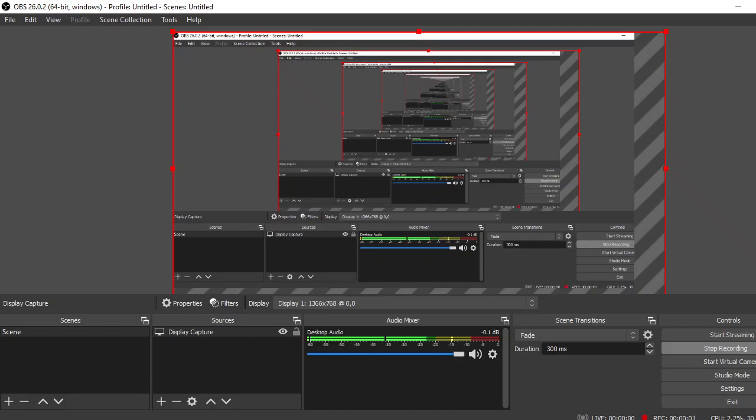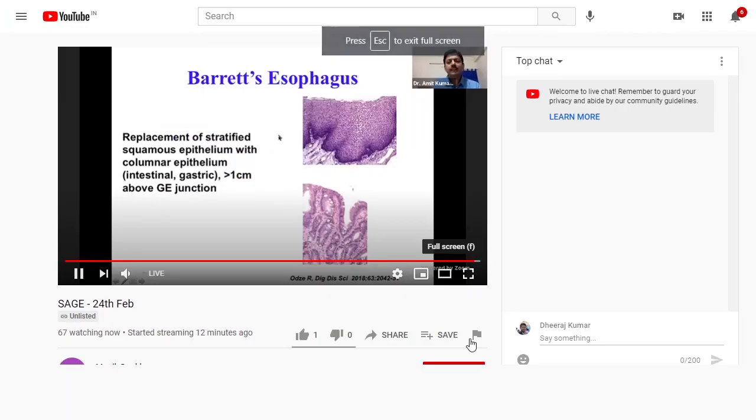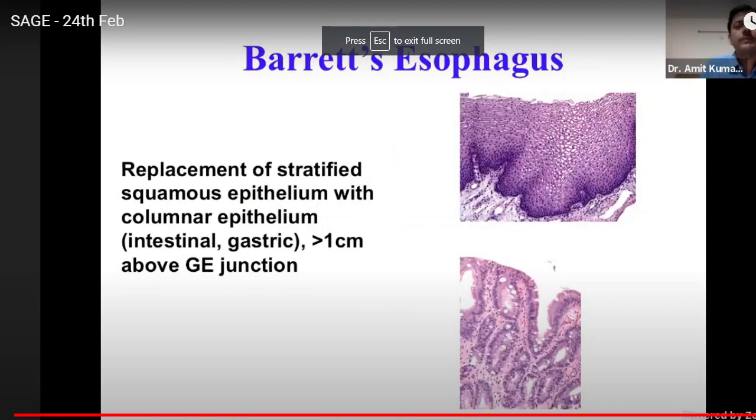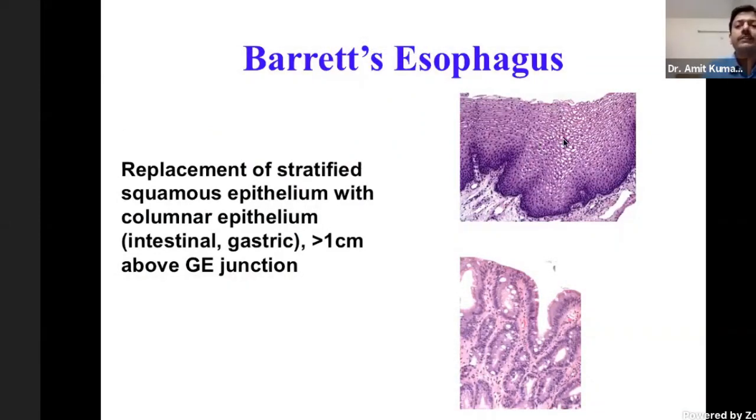Slides on epidemiology of Barrett's. So Barrett's is basically metaplasia, columnar metaplasia in the esophagus. Normally, esophagus has stratified squamous epithelium. But if this gets replaced by columnar epithelium, then it is called Barrett's.